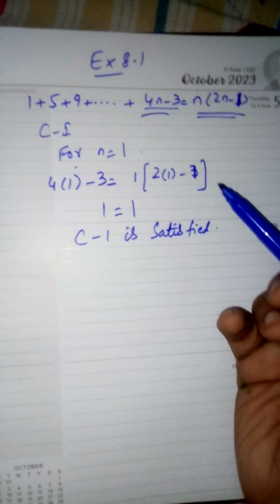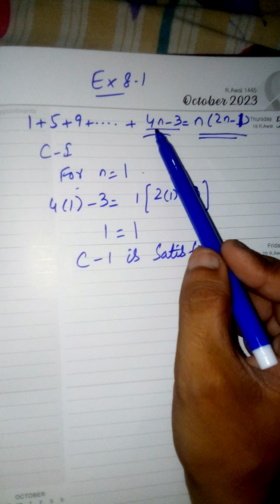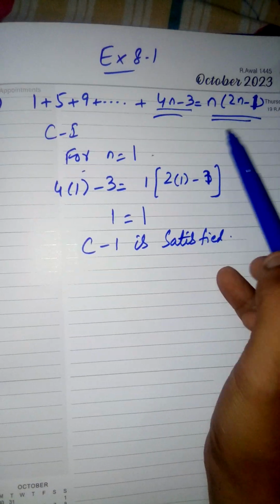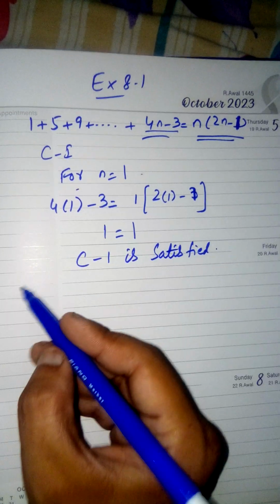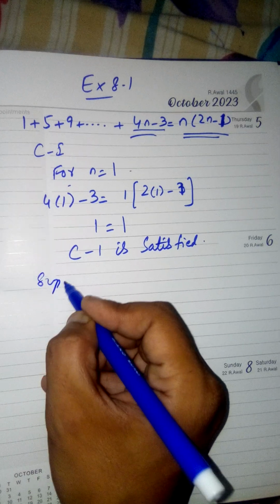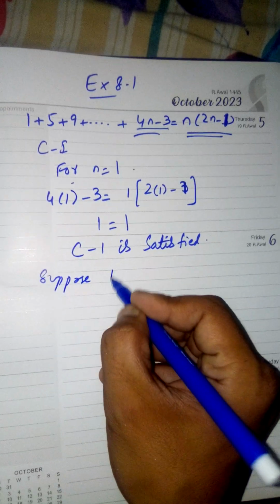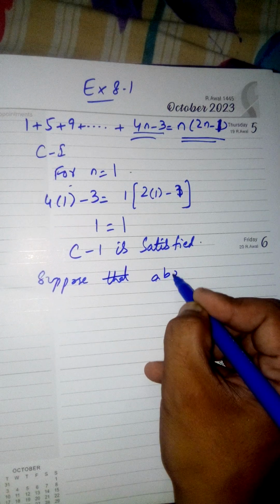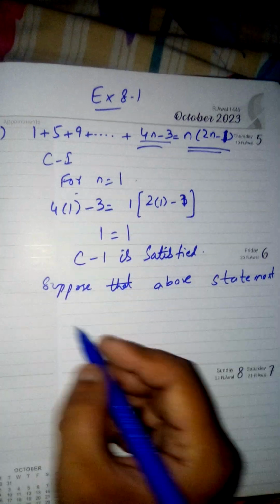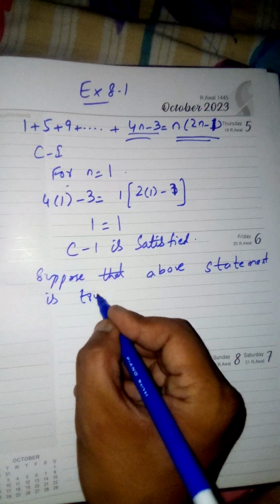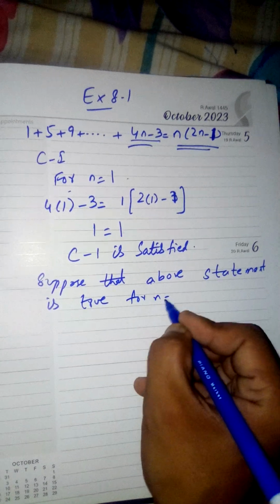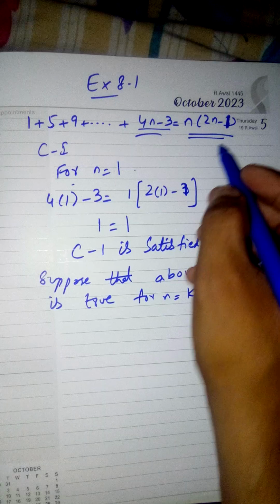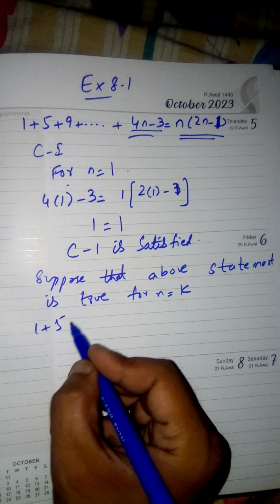Now suppose that the above statement is true for n is equal to k. Now put in this n is equal to k: 1 plus 5 plus up to 4k minus 3 equals k times 2k minus 1. This is equation number 1.